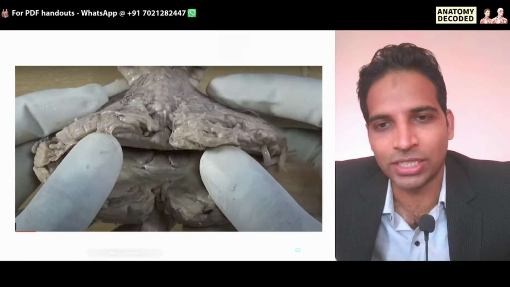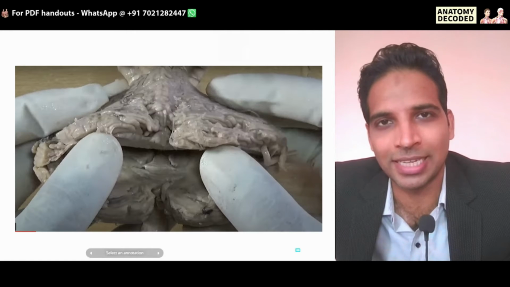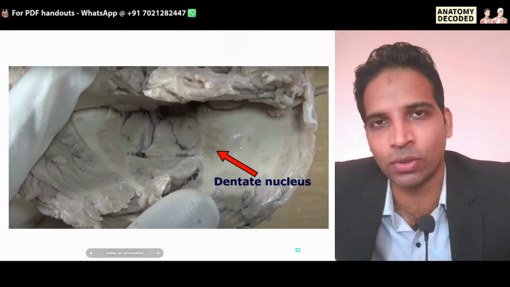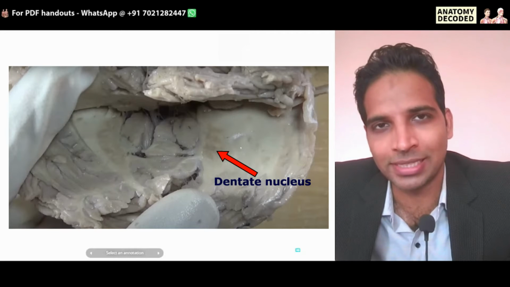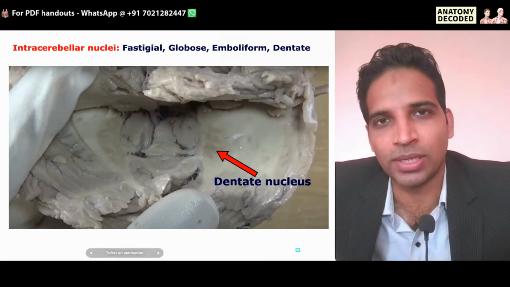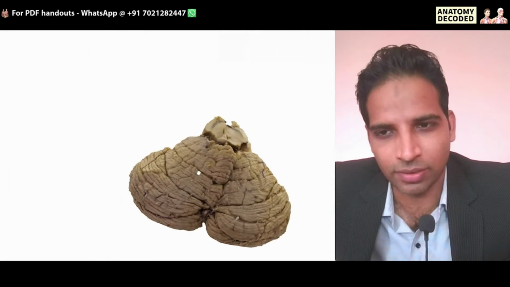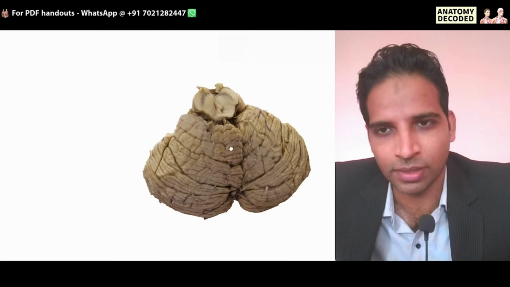When we take a horizontal section of the cerebellum, we'll be able to identify the intracerebellar nuclei, the most prominent of which is referred to as the dentate nucleus. There are four nuclei from medial to lateral: vestigial nucleus, emboliform nucleus, globose nucleus, and the dentate nucleus. So that you will be able to see in the section.